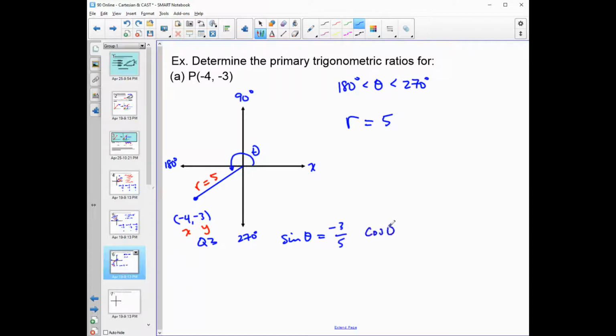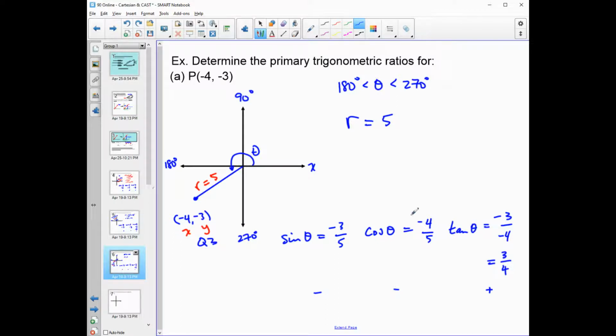The cosine of theta is x over r, which is -4 divided by 5. And the tangent of theta is y over x, which is -3 over -4, which actually simplifies to just 3/4. Negative, negative, and positive this time. So once again, only one of the ratios is positive. It's not the same one it was before.